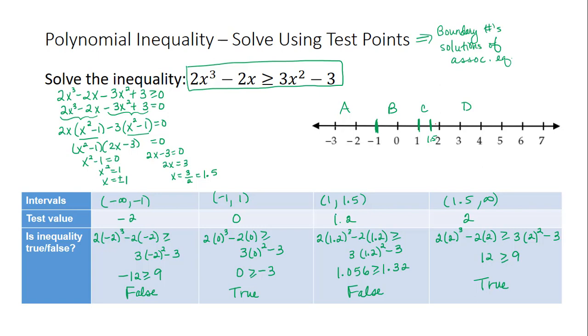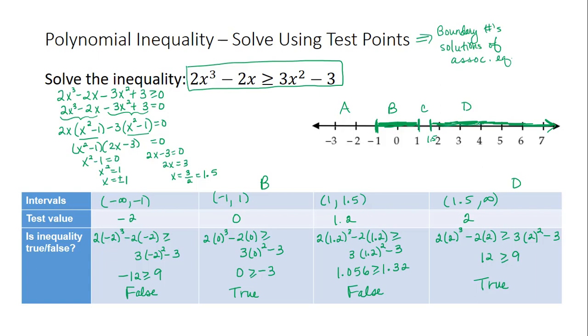So this tells us then that the intervals where solutions are located are intervals B and D. So on the number line, we shade the intervals that correspond to those regions. So we shade between negative 1 and 1, and then to the right of 1.5.